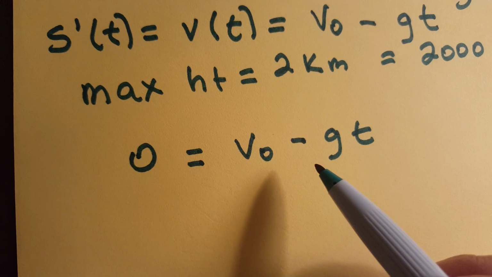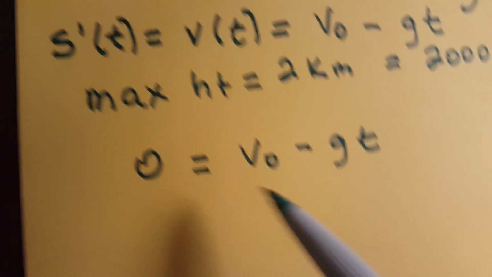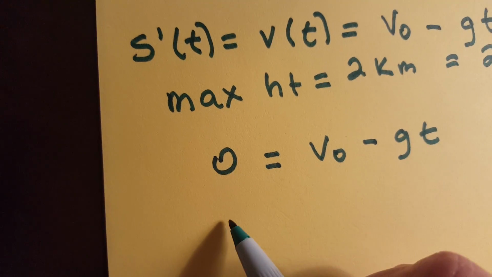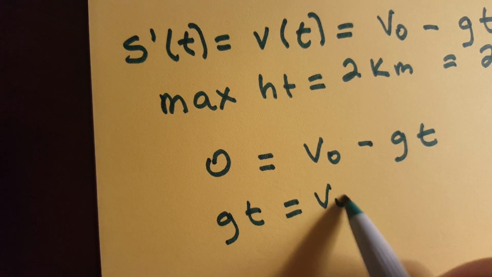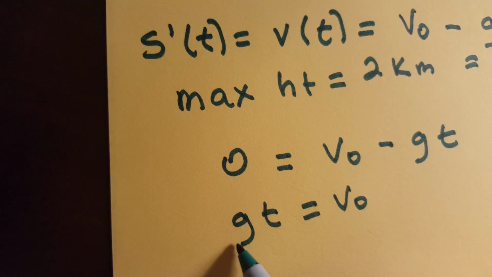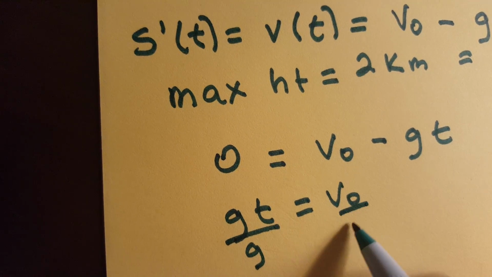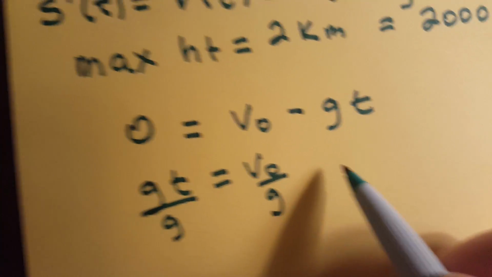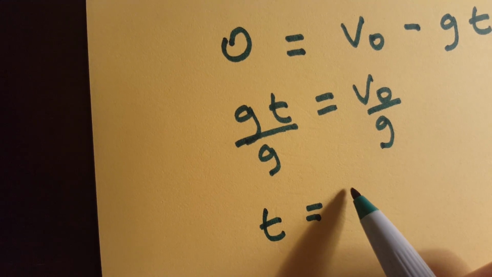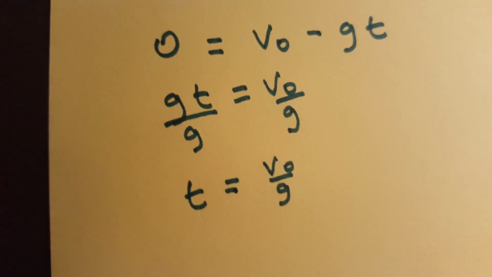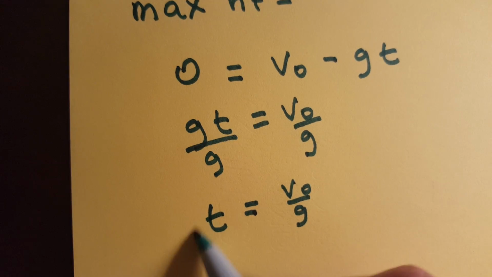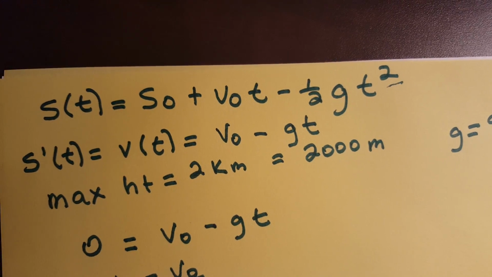Here I'm going to add g t to the other side so I don't deal with any negatives. So I get g t equals v sub 0. I want t by itself, so I'll divide by g, and so I get t equals v sub 0 over g. Now that I have something for t, I will plug it into my position formula.